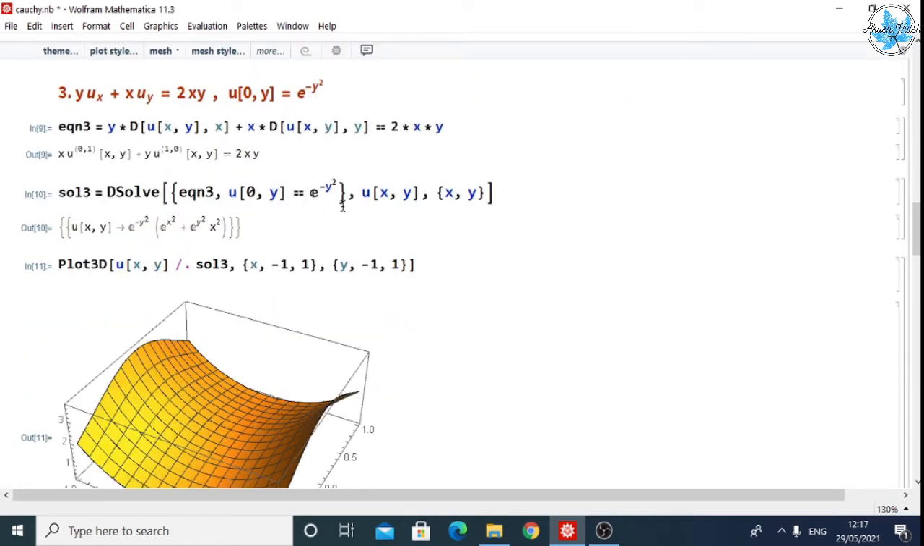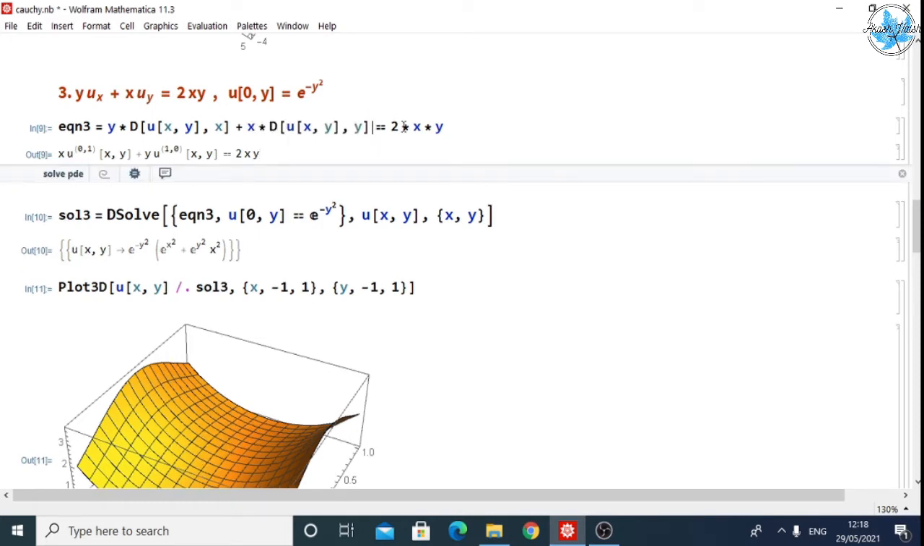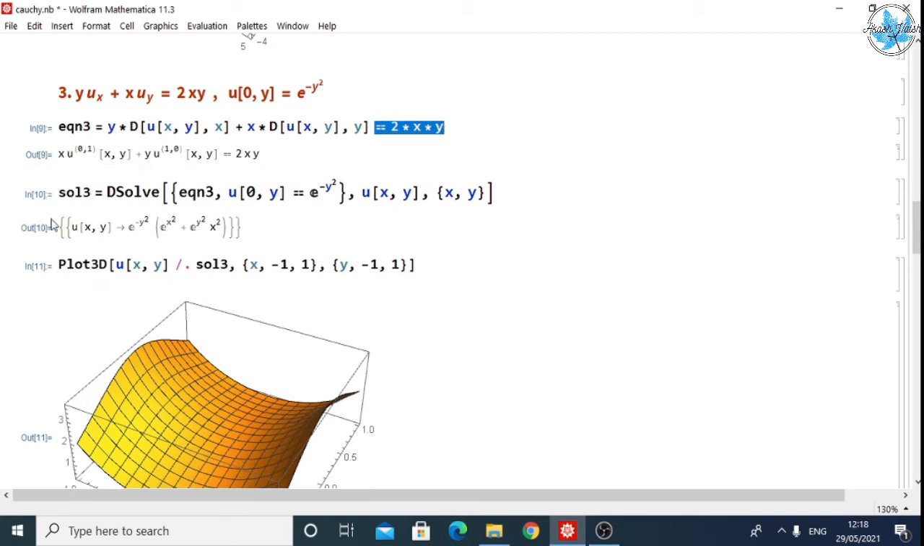Yes, this is your third example. Here you can see the equation is given as y times u of x, plus x times the derivative of u with respect to y, double equals to 2 of x comma y. Then I will solve the equation by simply writing the DSolve command for equation 3. Here the initial condition is already given: u of 0 comma y is equal to e raised to power minus y square.